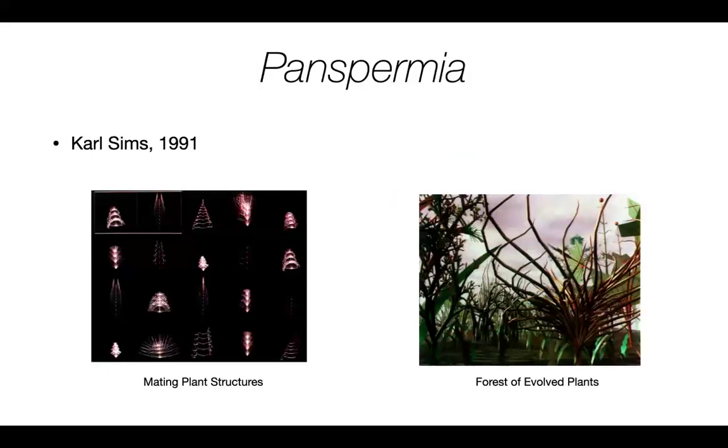Here is the work of Karl Sims to generate different types of plants and basically evolving plants and take into account very complex geometry, and actually he computed this on supercomputers like a Connection Machine, and at that time in 1991.